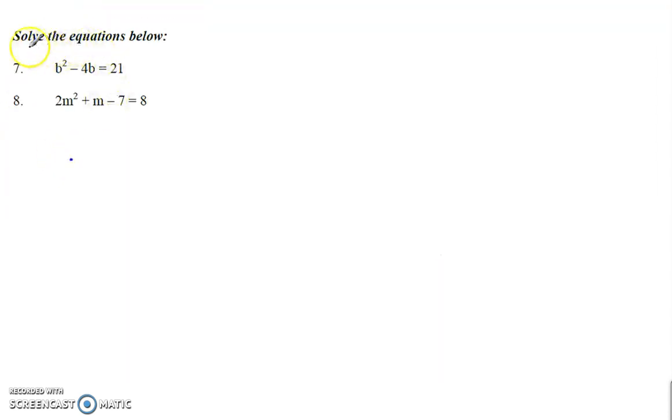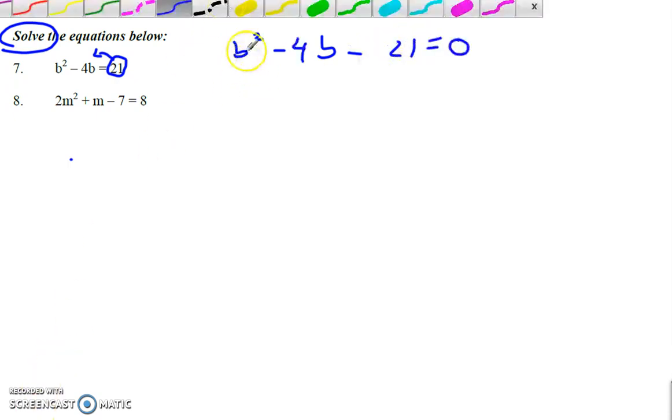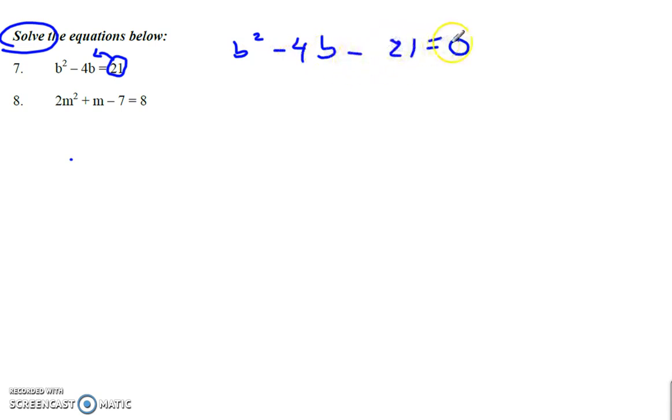Alright, these say to solve. So we can solve these any way. Remember, we want to make it equal 0. So I'm going to subtract the 21, bring that over here. So I'll have b squared minus 4b is equal to negative 21. That's a little sloppy. Okay, there we go. So b squared minus 4b minus 21 is equal to 0. Brought that over here. Now we have a trinomial that we can factor.